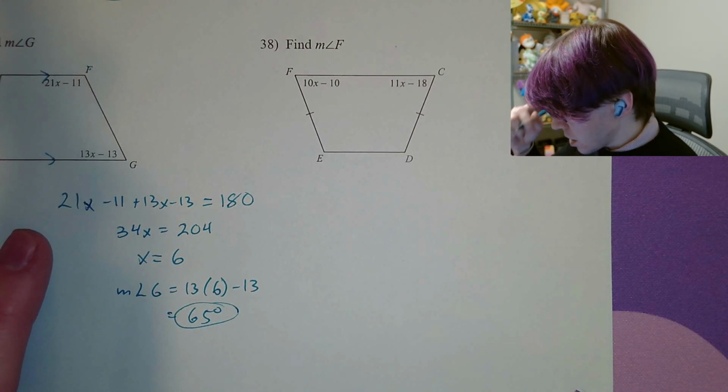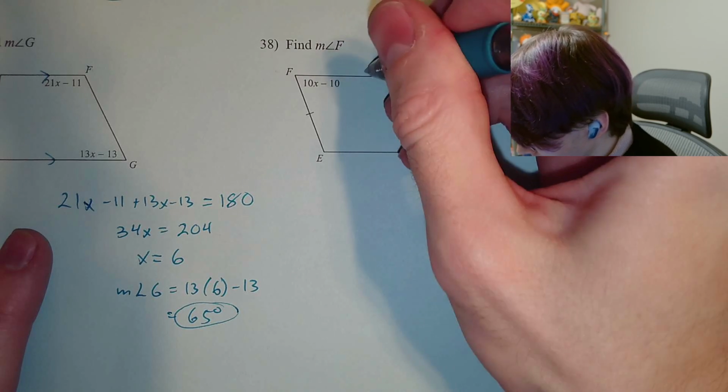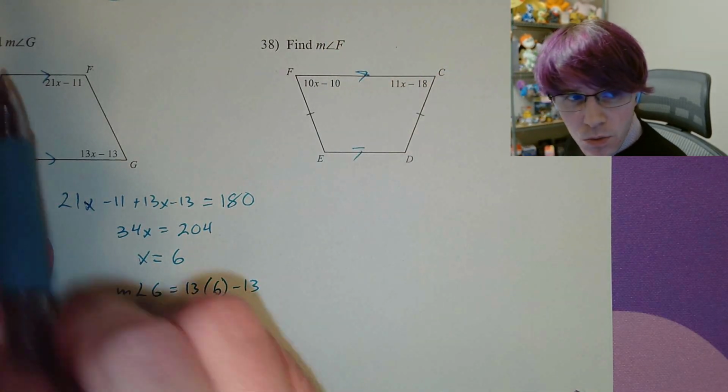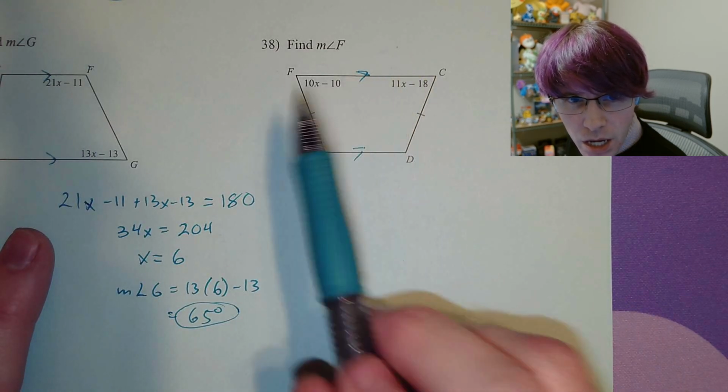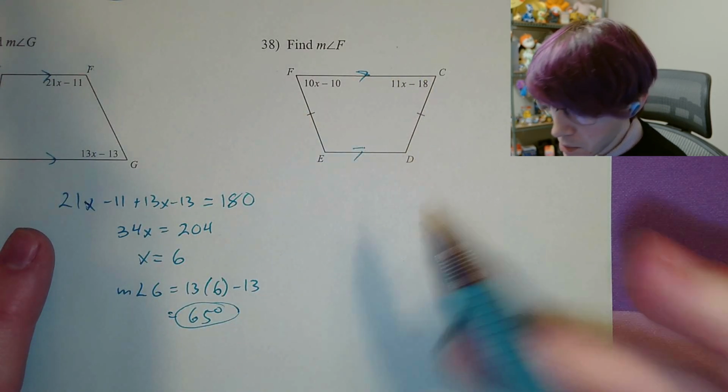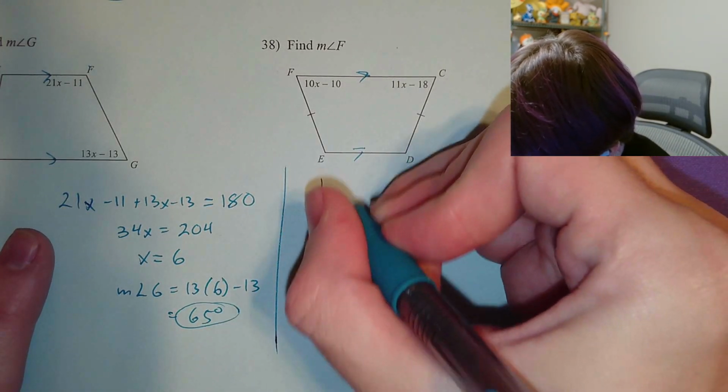So on this one, if you notice, again, we have the parallel sides idea, but like on this one, they were on different parallel lines, but these are on the same parallel line on an isosceles trapezoid. So these are going to be equal to each other instead.